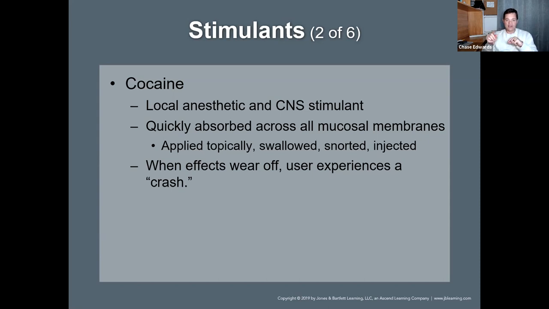Cocaine is a local anesthetic and a central nervous system stimulant. It also creates euphoria that features enhanced alertness, right? One of the most psychologically addictive drugs available. Cocaine's quickly absorbed across all mucosal membranes. It can be applied topically. It can be swallowed. It can be snorted. It can be injected intravenously.